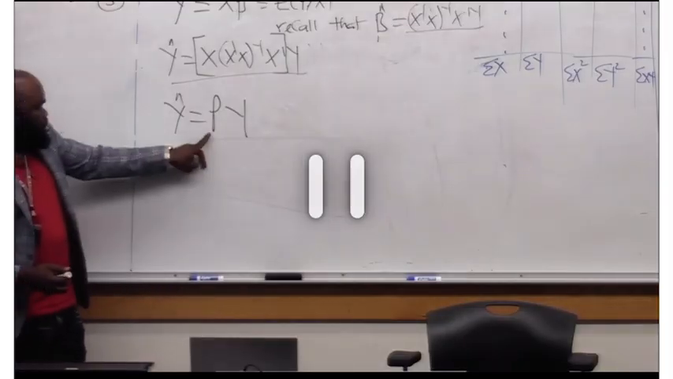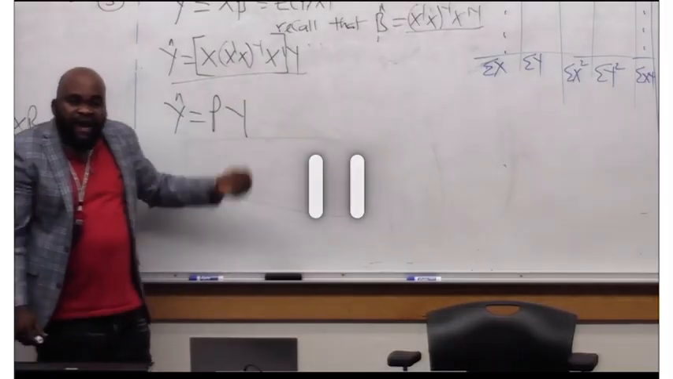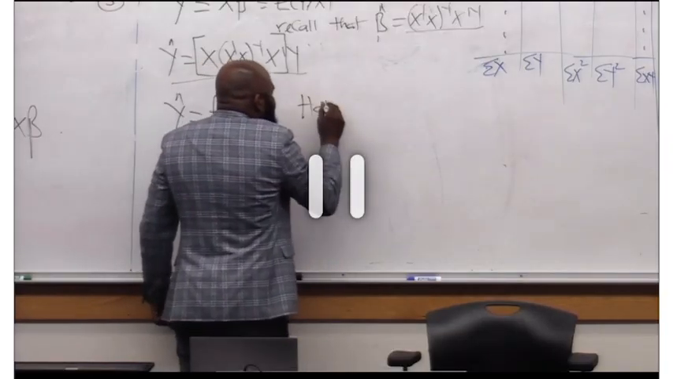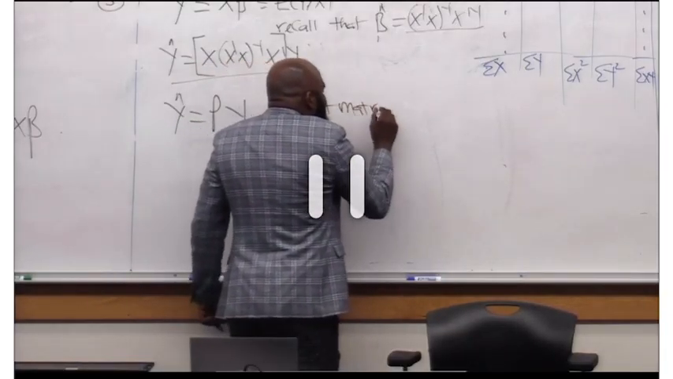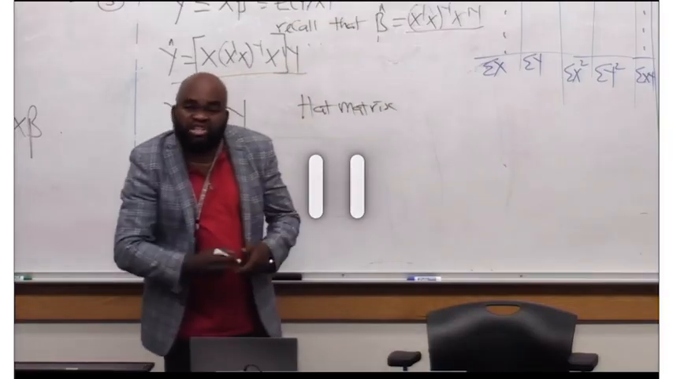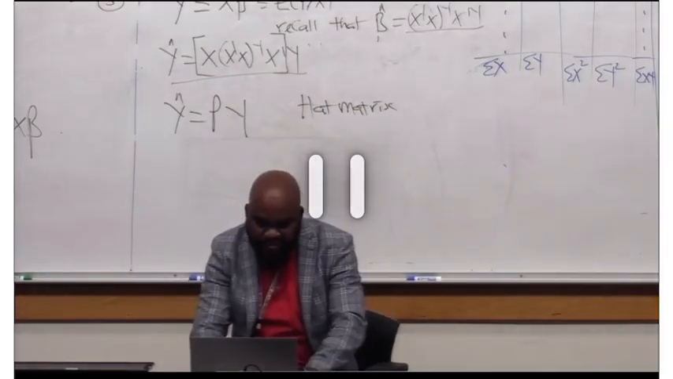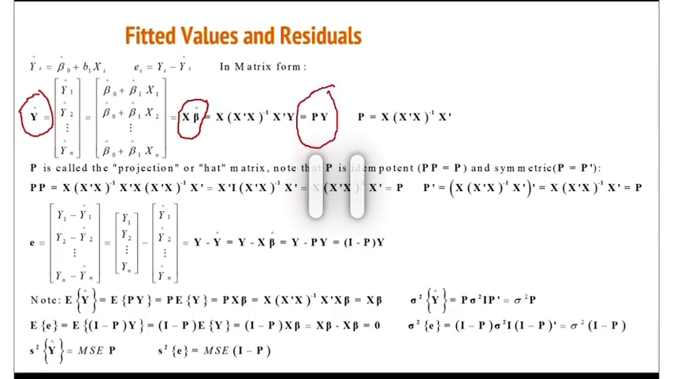Okay, and where P is this guy. And that very P is what we call the hat matrix, or we call it a projection matrix. Now when you take a look at this, that P is that. Can you see that? We call it hat matrix.